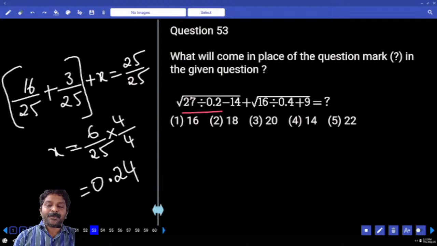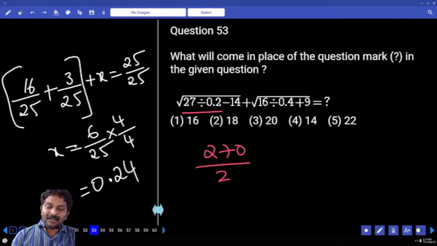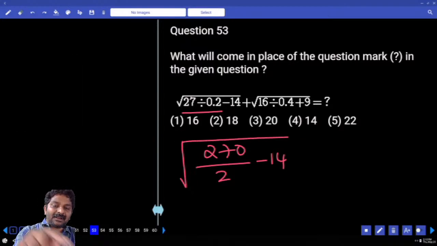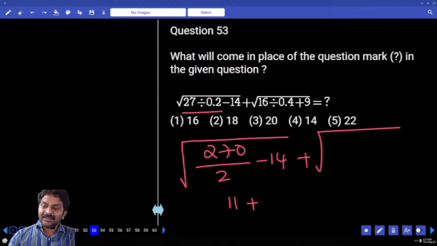27 divided by 0.2. 0.2 can be written as 2 by 10. 27 by 2 by 10, that comes in numerator. How much is this? 135 minus 14. 121. Under root of 121. 11 plus. Again, 16 by 0.4 can be written as 4 by 10, which is 160 by 4. How much is that? 40 plus 9. 49. Under root 49. 7. Answer.